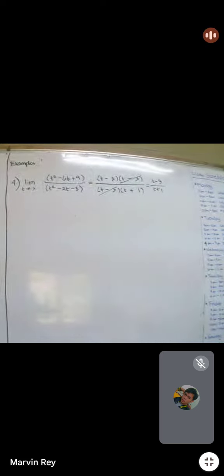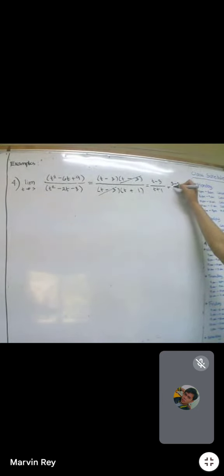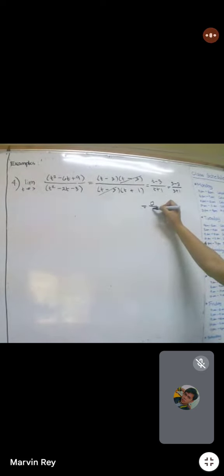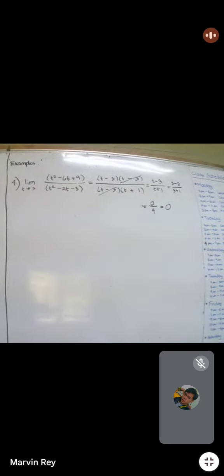So now you can directly substitute the value of t, which is 3. 3 minus 3 over 3 plus 1 is 0 over 4, which is just equal to 0. Okay? So the answer is just equal to 0. Okay, let's have another example.